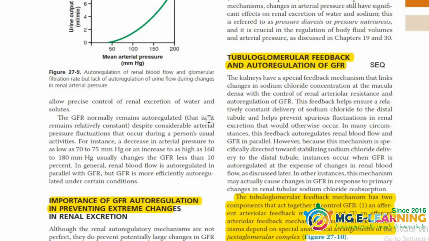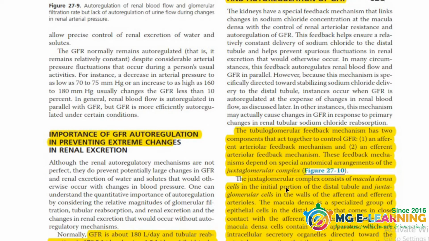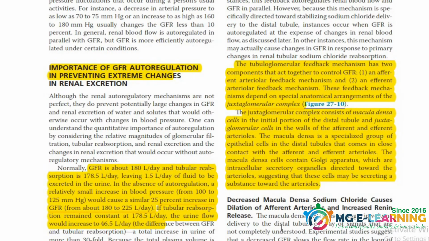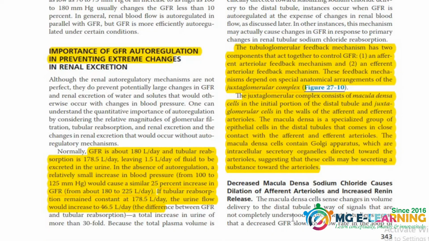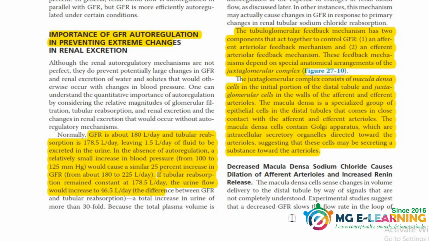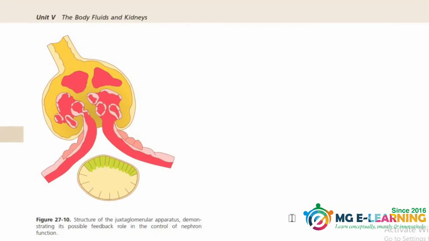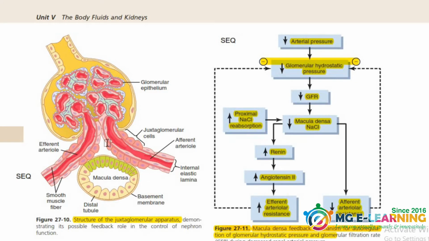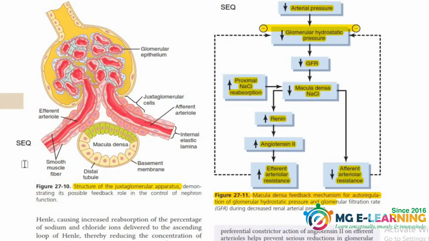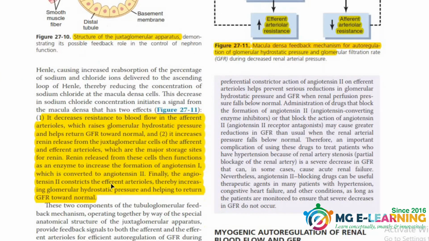Then this is tubuloglomerular feedback and auto-regulation of GFR. This is an important SCQ. It has a diagram with this, and all this text is very important. Like what is the structure of the macula densa and juxtaglomerular apparatus. This diagram and that previous text is a SCQ. You have to do this very well.